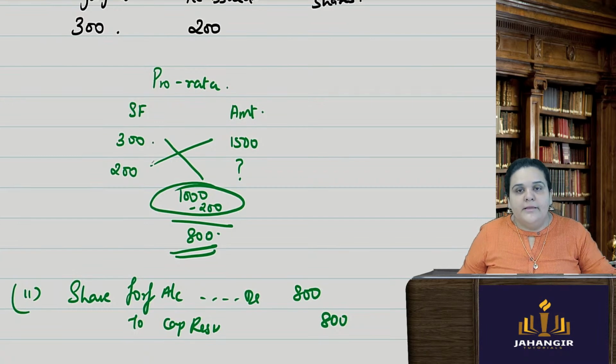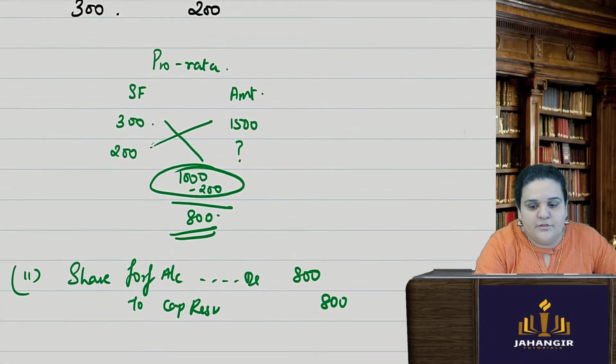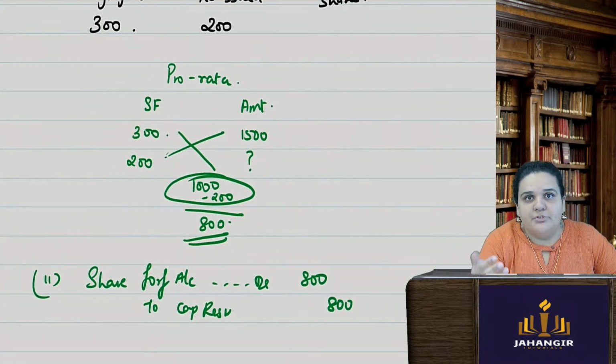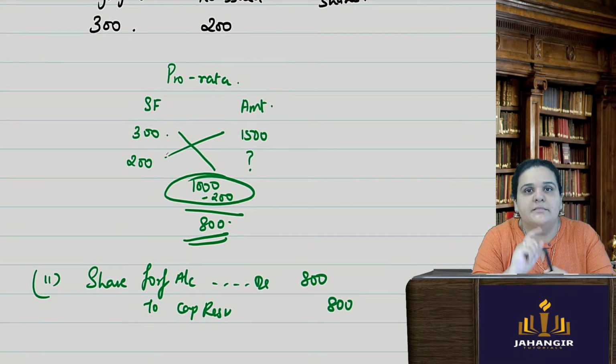I hope everyone has understood this sum. It spoke about oversubscription, excess money on application adjusted at allotment, and the difference of the forfeited shares and reissued. All this is also covered in the sum. So I have taken this sum to make your concepts stronger before we go to the past exam questions.